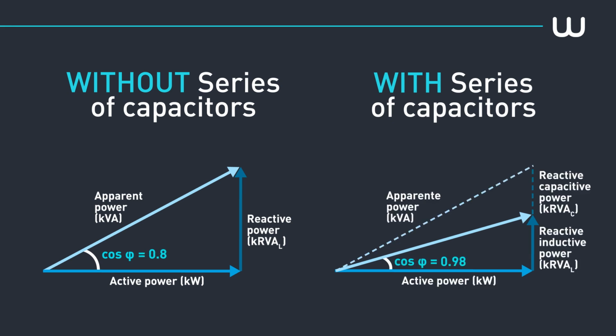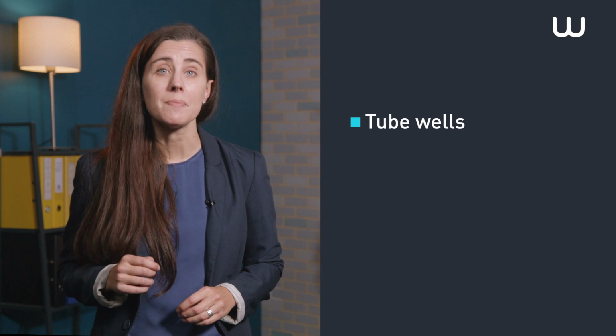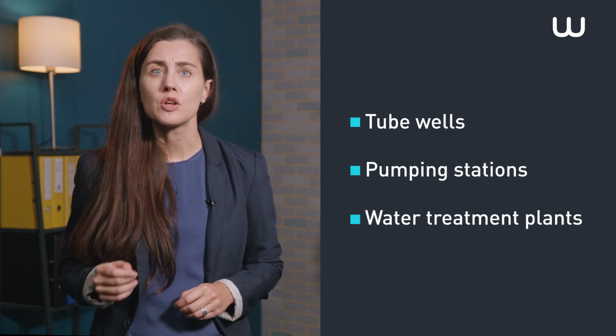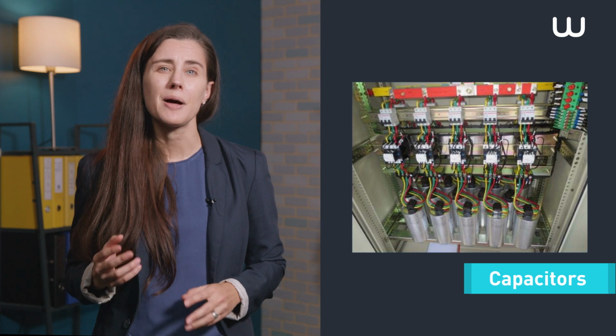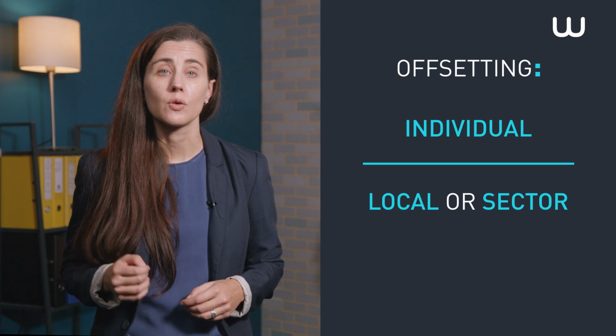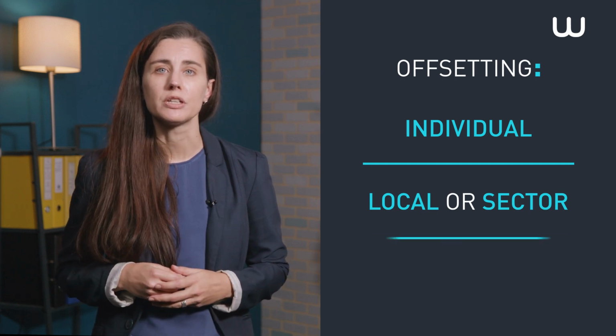Offsetting reactive energy must be carried out as near as possible to the sources of water, i.e. tube wells, pumping stations, and water treatment plants. To do this, we use capacitors, generally fitted in series, that supply a part of the reactive energy required by pumping facilities instead of the electricity grid. Offsetting may be implemented in three different ways in terms of the location: individually, locally, or by sector, and globally.